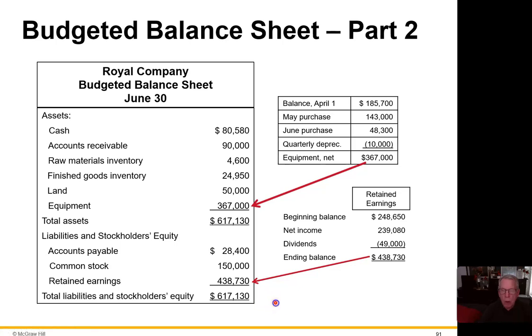equal the total liabilities and stockholders' equity. It's often tempting to forget that retained earnings balance needs to be adjusted for the net income and the dividends for the period before the total assets will equal total liabilities and stockholders' equity.